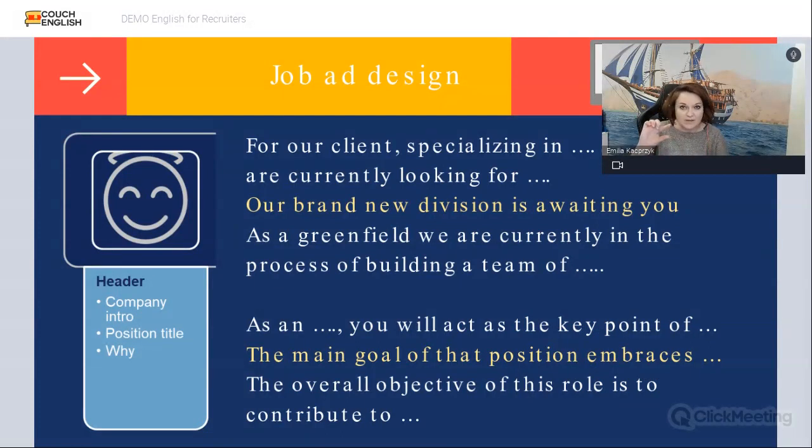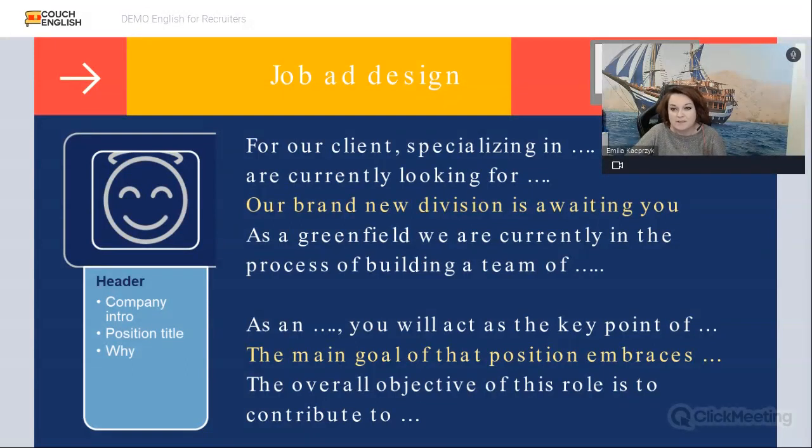The phrase embrace, in this meaning, is to take care of. So the main goal of that position embraces taking care. It will be to some extent a synonym, of course, but the word embrace is a little bit more sophisticated and advanced, especially for the purpose of the advertisement. And another phrase which I could use: the overall objective of this role is to contribute to.